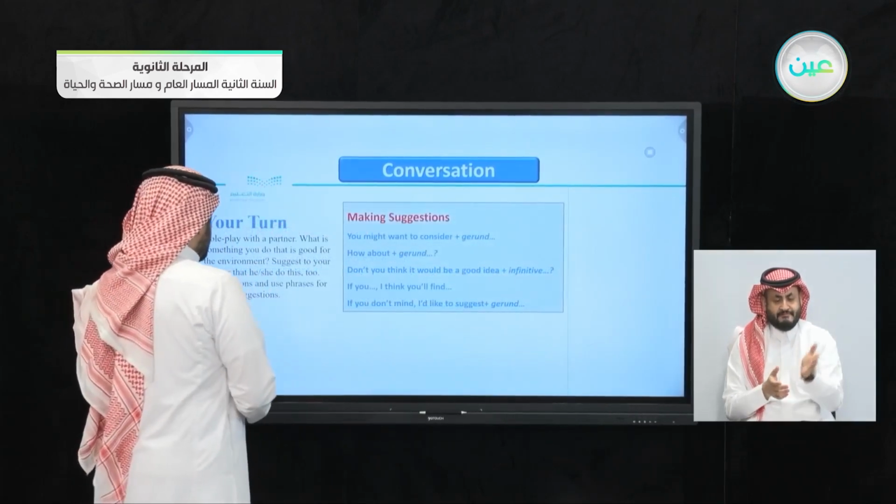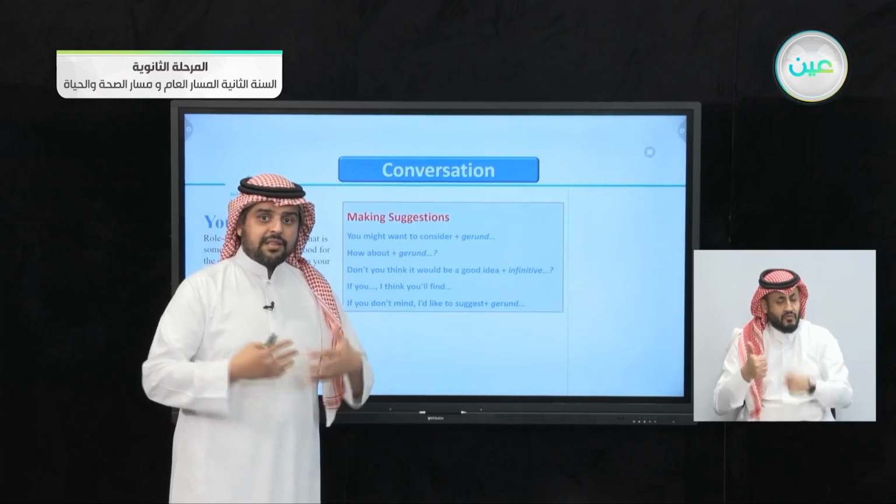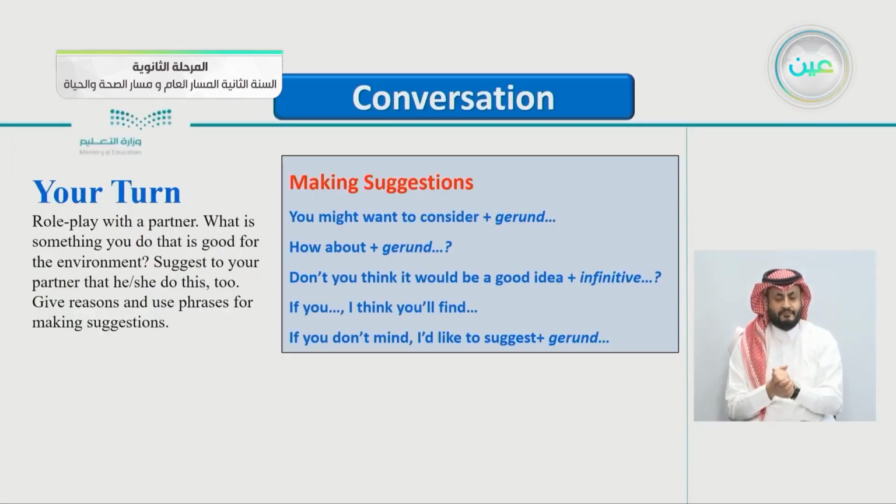So your turn here, role play with a partner. What is something you do that is good for the environment? Discuss with your partner what is something that you always do, maybe as a habit, that is good for the environment. Suggest to your partner that he or she do this too. Give reasons and use phrases for making suggestions.